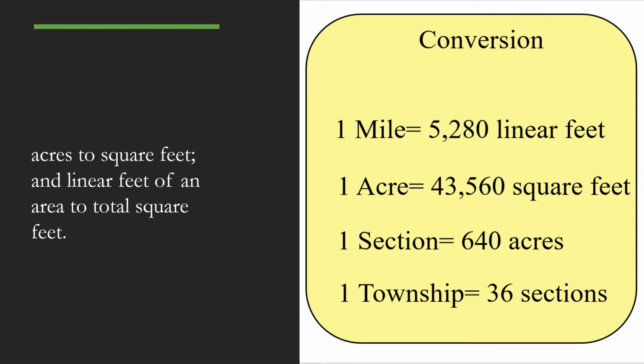You need to know that 1 mile equals 5,280 linear feet. You must memorize that 1 acre equals 43,560 square feet. You must memorize that 1 section equals 640 acres and know that 1 township equals 36 sections.